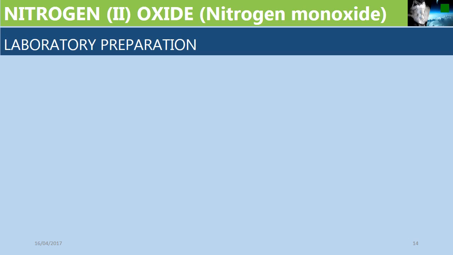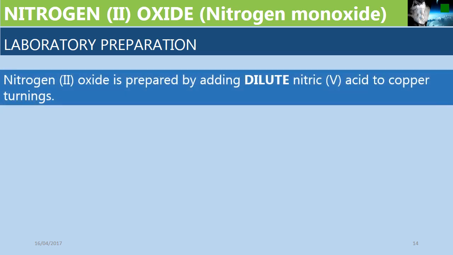Nitrogen 2 oxide. This is commonly known as nitrogen monoxide. In the laboratory, nitrogen 2 oxide is prepared by adding dilute nitric 5 acid to copper turnings.